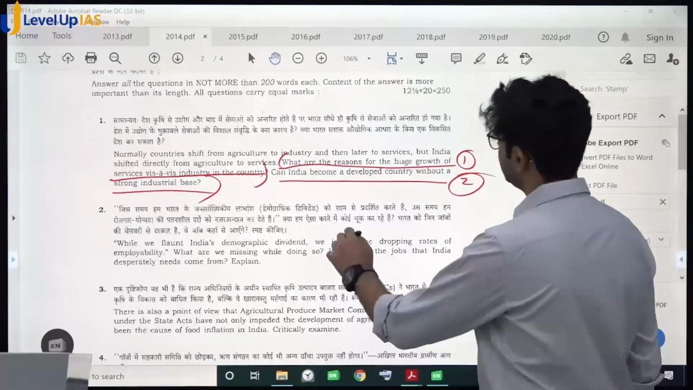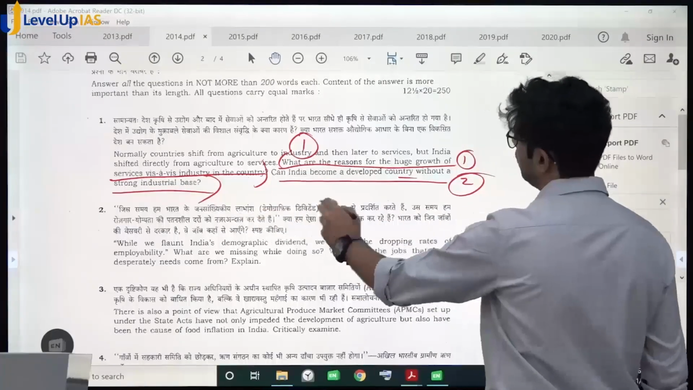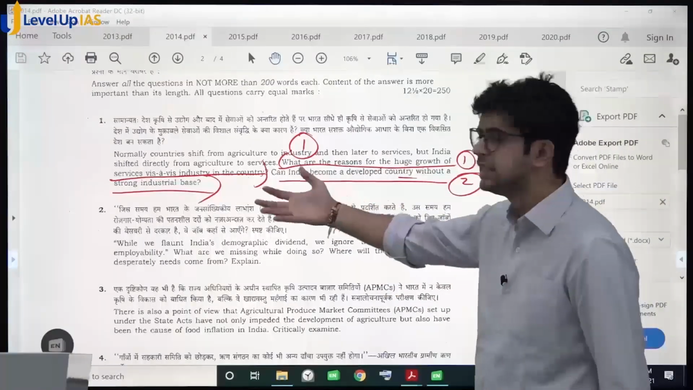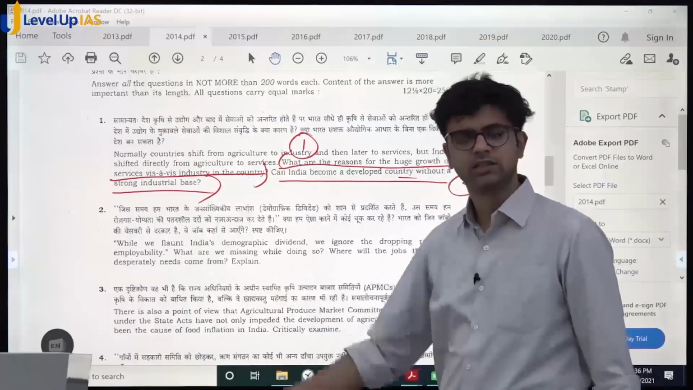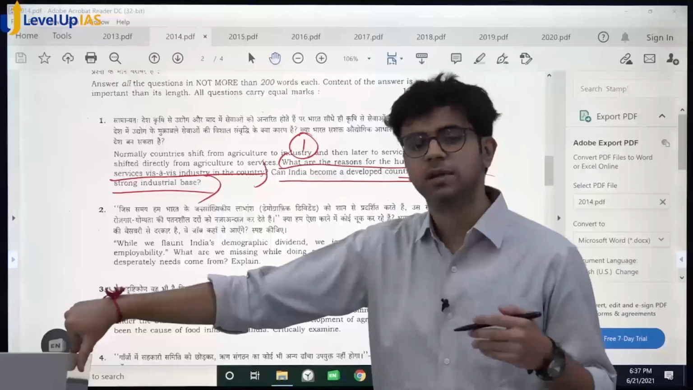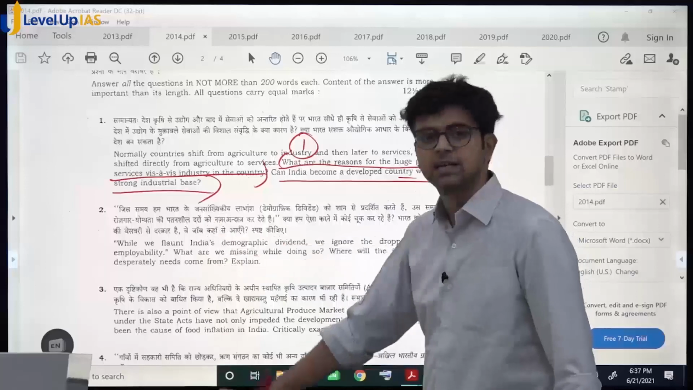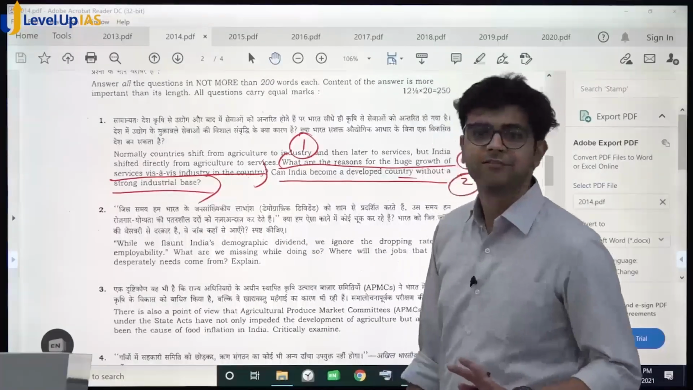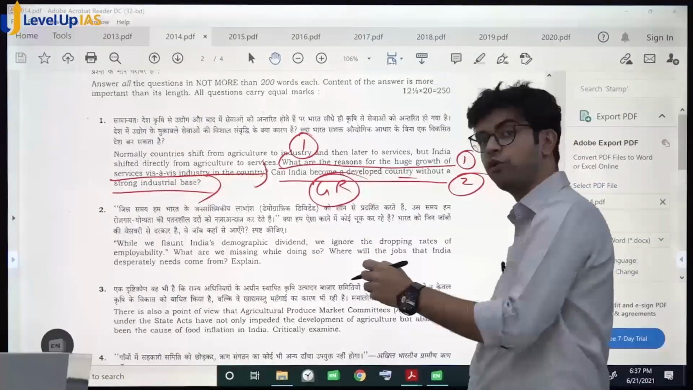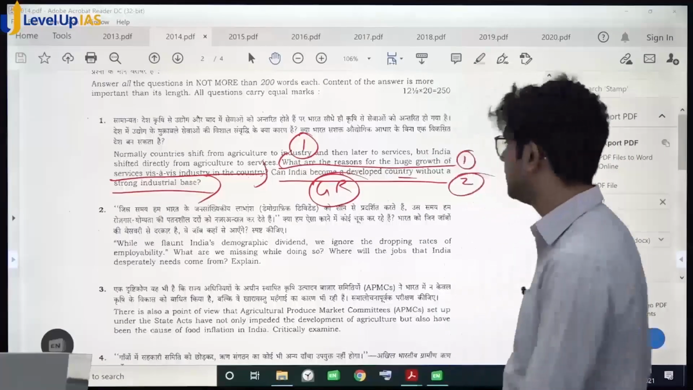Let us focus on this. The first part asks for reasons why countries normally shift and why India did not. The second part asks whether India can become a developed country without a strong industrial base. The first is like a school question, give reasons, requiring some analysis but mostly memory. For the second, you also have to give reasons, but these are much more complicated, more analytical and more time consuming to write than the first part.